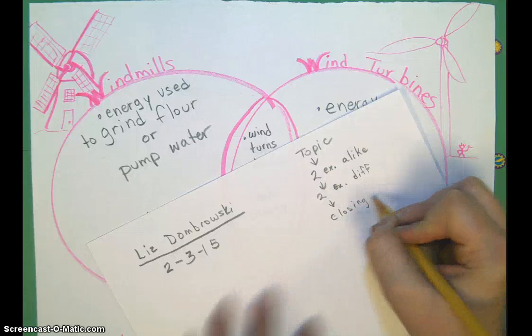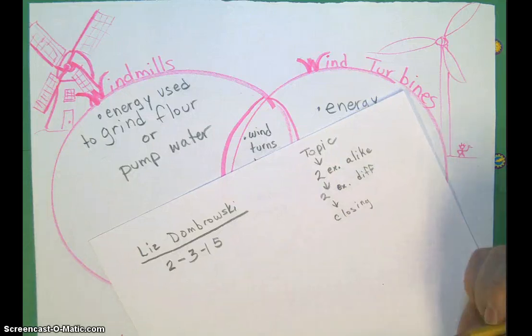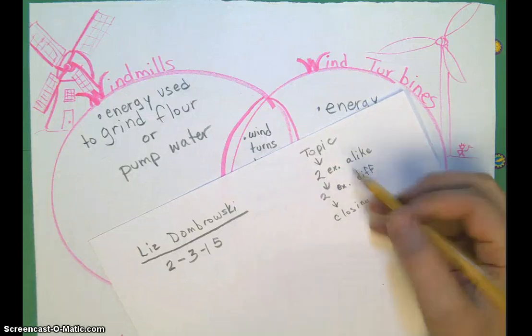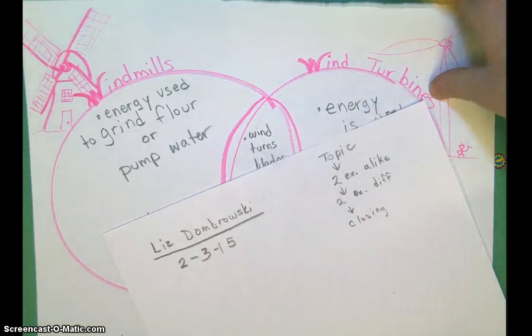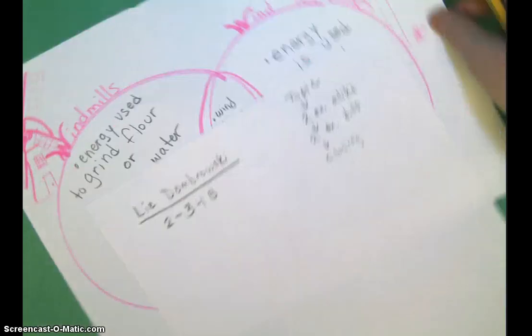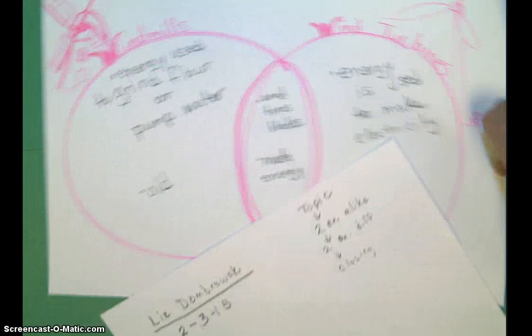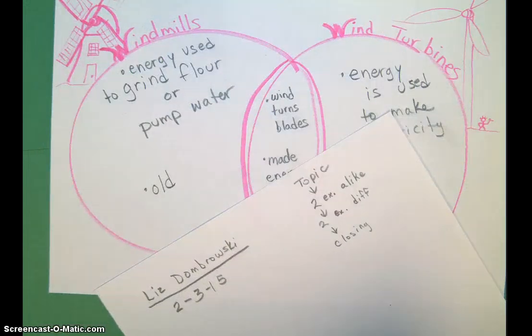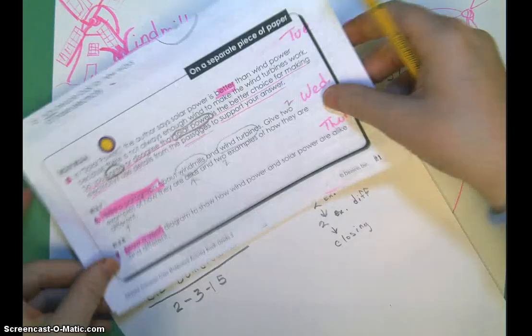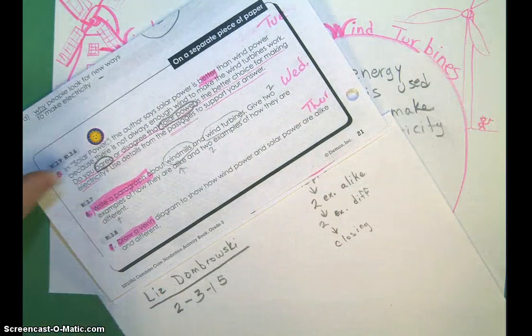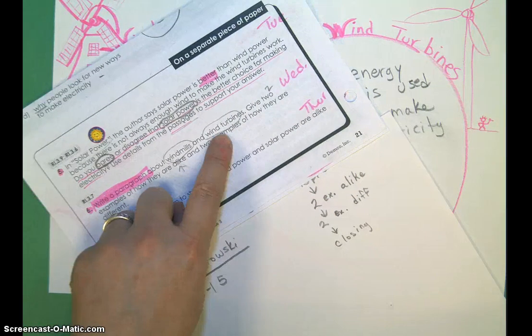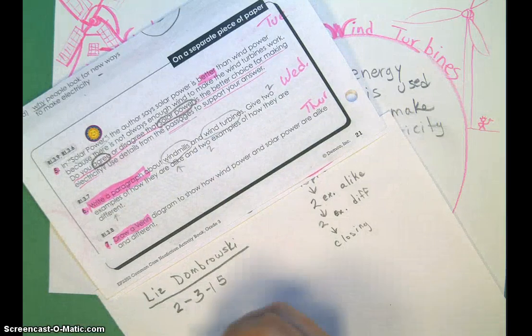Okay, so this is going to be 6 sentences. However, I might be able to do a compound sentence in there, in which case I won't have to have that many sentences. So a topic sentence. I always like to look at the question to help me with the topic sentence. They're asking us to talk about how they're alike and how they're different. Windmills and wind turbines.